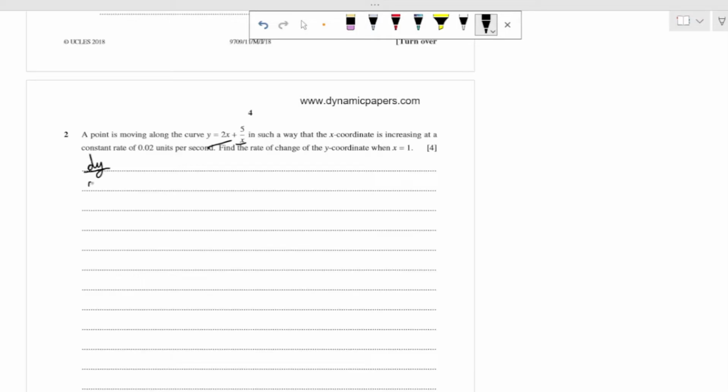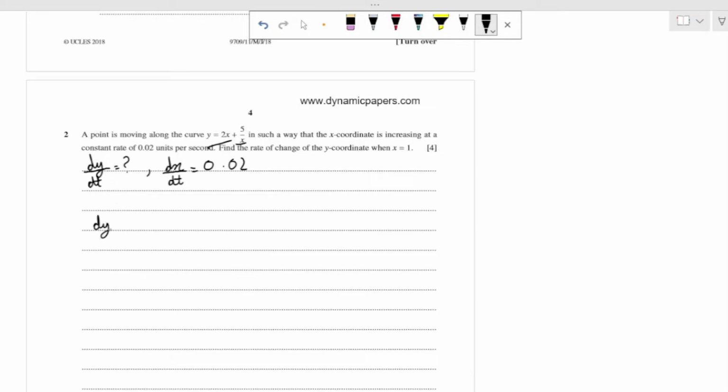dy over dt, which we have said is the rate of change of y over time t, we do not know, but we have to find it. What we are given is the rate of change of x, which is represented as dx over dt. That is 0.02. And the question asks us to find this value. So what we should do is find a way to relate these values.